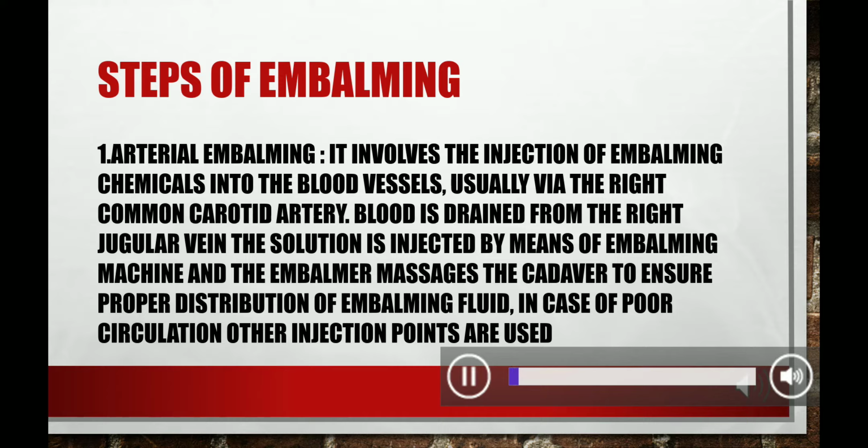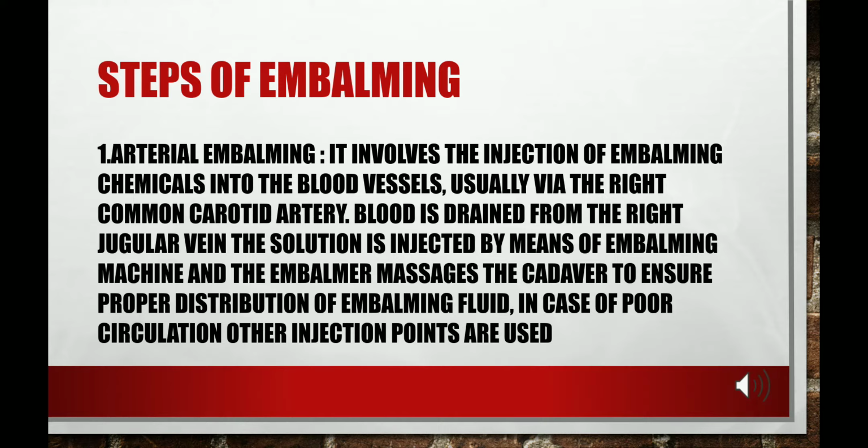First is arterial embalming. Arterial embalming involves the injection of embalming chemicals into the blood vessels, usually through the right common carotid artery. Then, blood is drained from the right jugular vein. The solution is injected by means of an embalming machine.